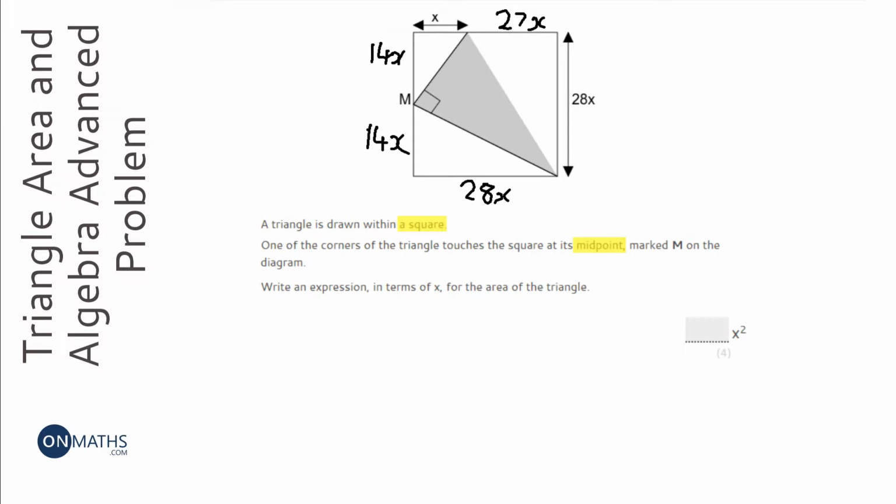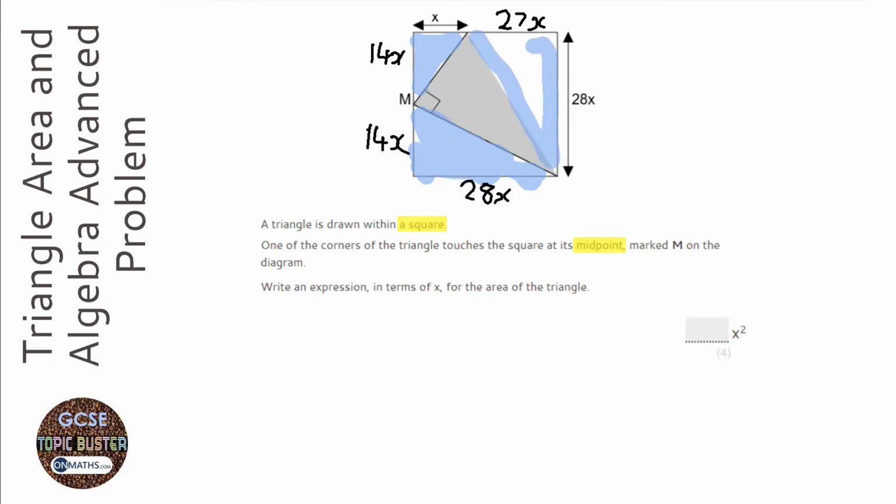Now, instead of working out the area of the triangle, what I'm going to do instead is work out the area of these triangles here. So that one, this one, and this one. And then I'm going to work out the area of the square in total, and I'm just going to take them away. So sometimes you want to work out the bits you don't want and take it away from the total.